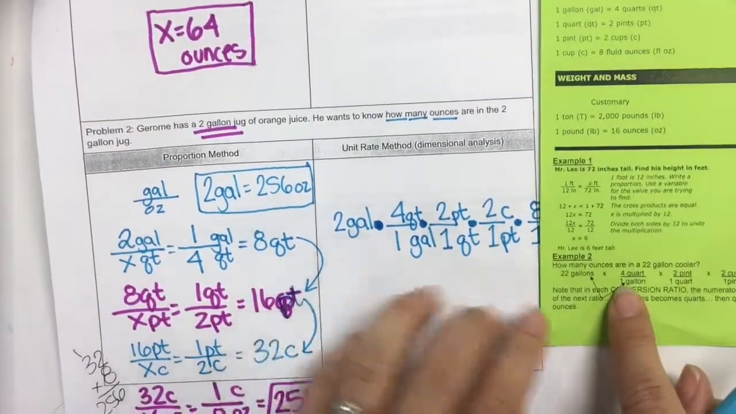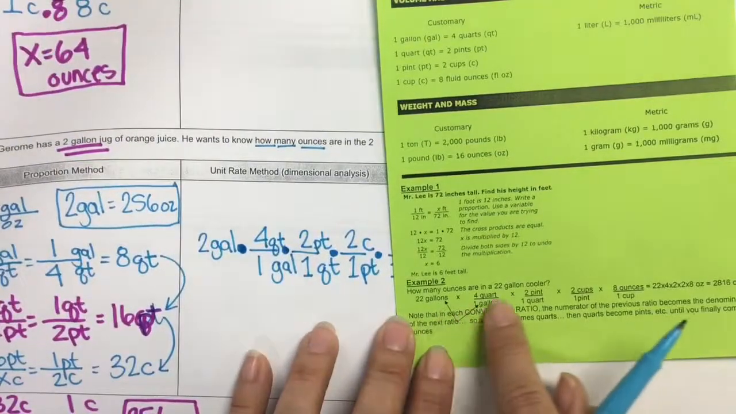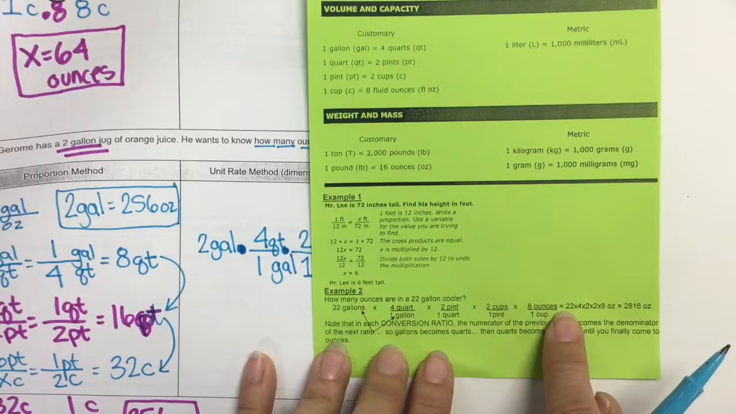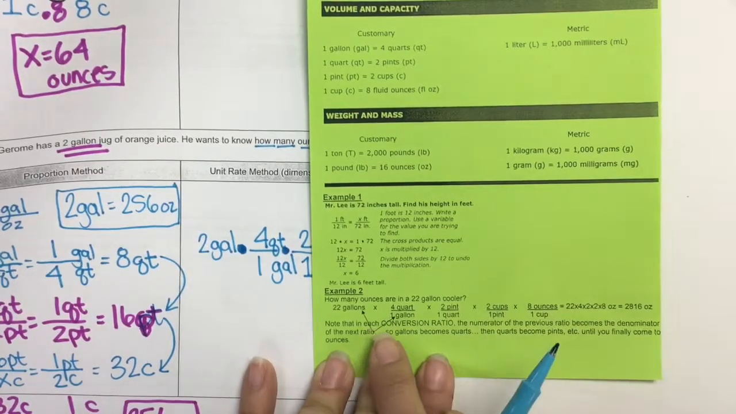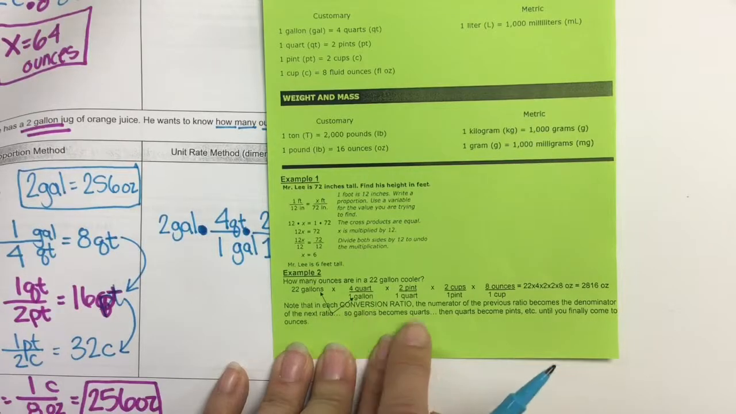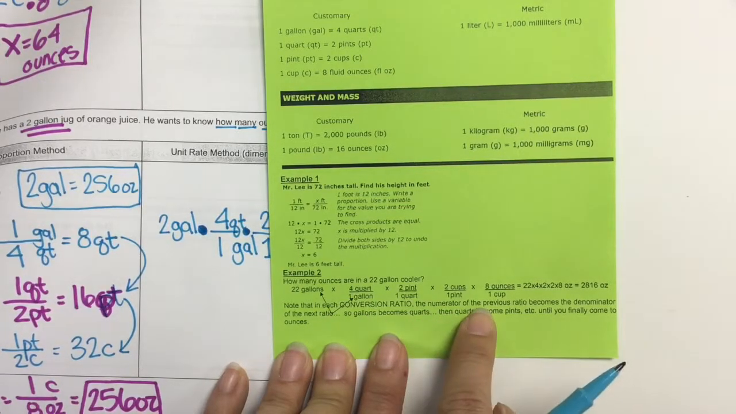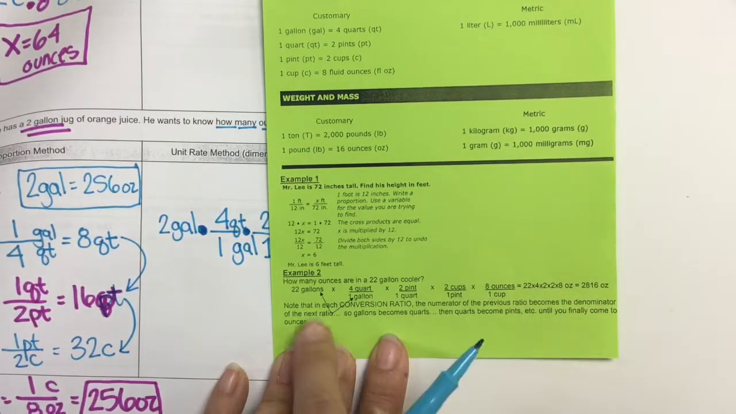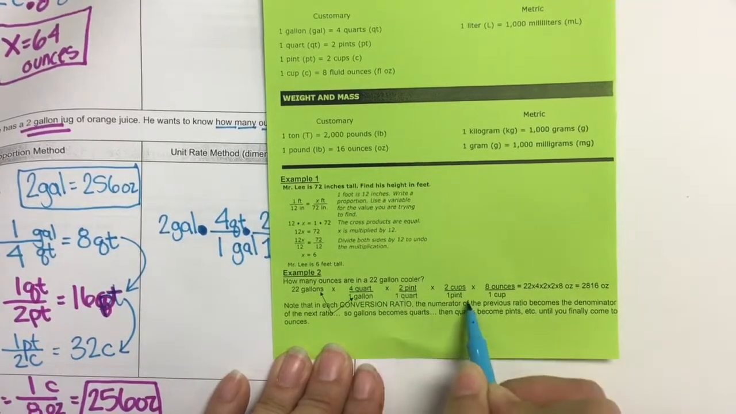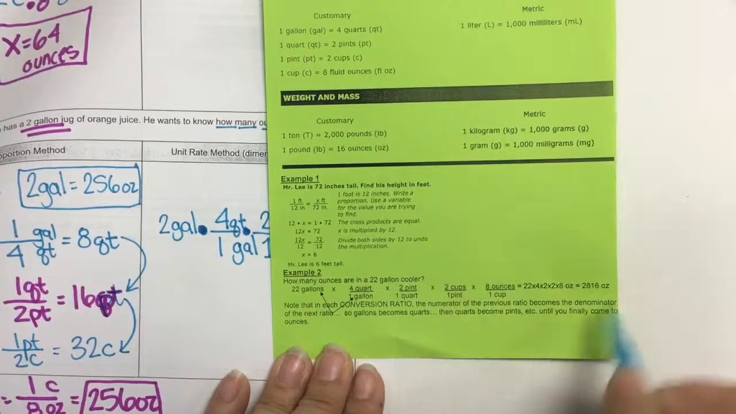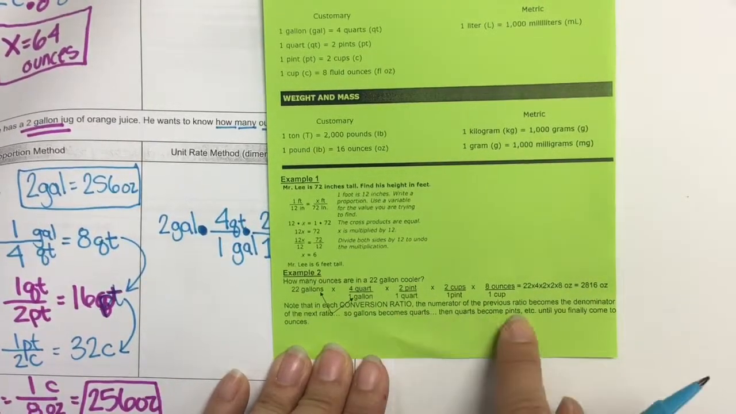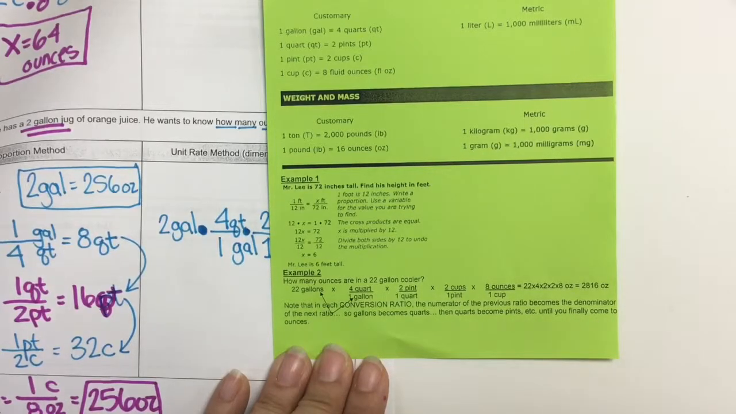So if you look down here, we have a very similar situation, okay? And I wanted you to have this in your notes so that you can look back at it if you needed to. So I want just to make this a little more clear, note that each conversion ratio, the numerator of the previous ratio becomes the denominator of the next. So we're talking about gallons, gallons, quarts, quarts, pints, pints, cups, cups, ounces. So this is kind of a very similar question to the one we're doing. So gallons becomes quarts, and then quarts becomes pints until you finally come to ounces.